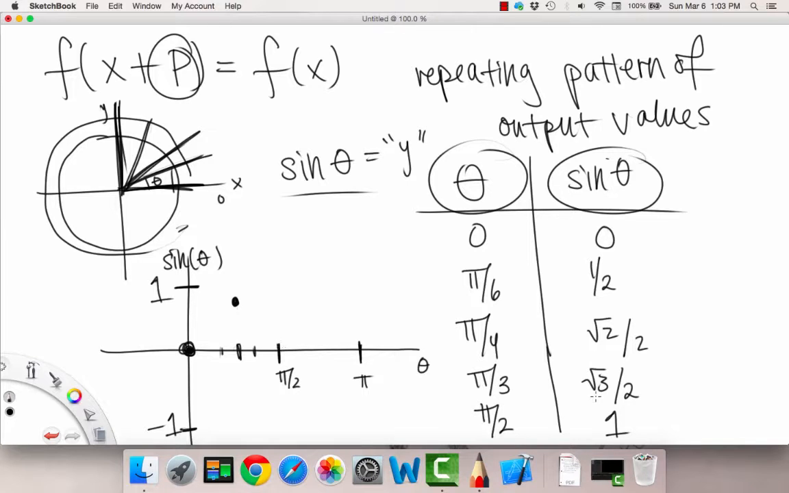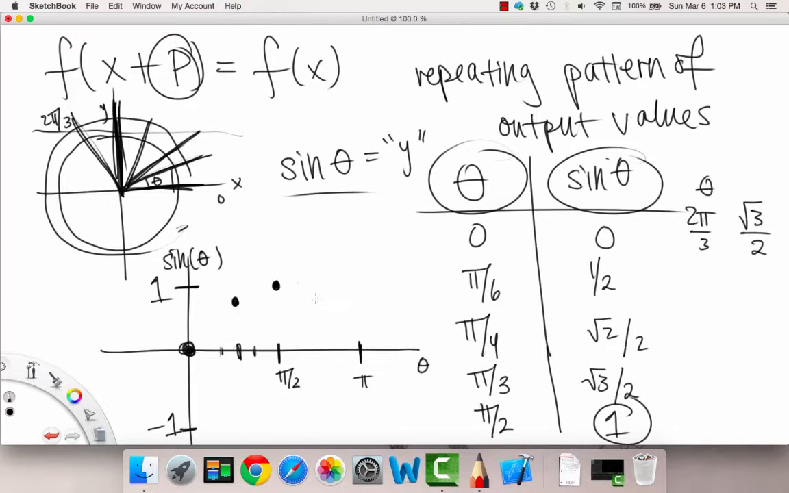And then at pi over 2, we hit 1, so we go all the way up to 1. And then if we were to continue along, so we ended at pi over 2, let's say we do 2 pi over 3. So 2 pi over 3 is here. Then we can see that our y value starts to drop, because our y value never goes above 1. So if we were to plug in 2 pi over 3, that theta value corresponds to a sine value of exactly radical 3 over 2.